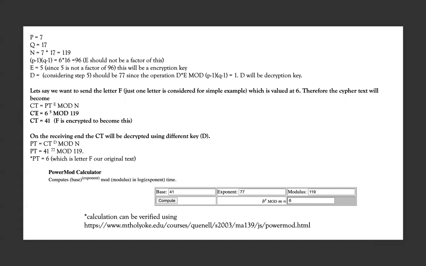So in this case, if I convert my F into 6, take the power 5, and perform a modulus from 119, my resulting answer will be 41. So in this case, my ciphertext is 41. When I encrypt my F, my resulting value will become 41. So this is how encryption takes place. Agreed? So F, when encrypted, becomes 41, right?